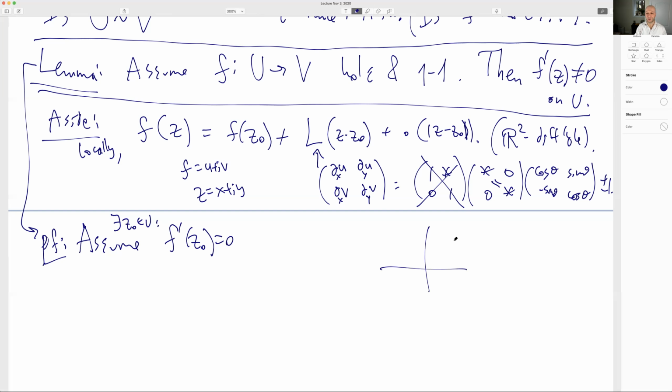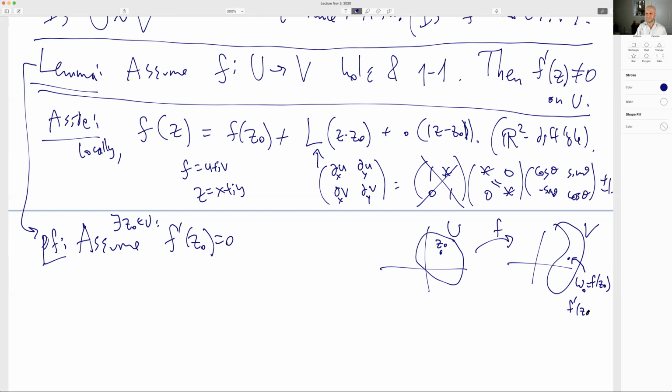So again, here's our picture. Here's U. Here's some shape U. F maps it to whatever V is. And the question is, are they holomorphic? So here's a point z0 and the derivative at z0. So let's call this, I don't know, w0, f of z0. And the derivative here vanishes. Okay.